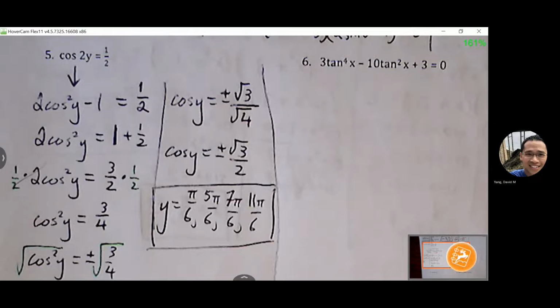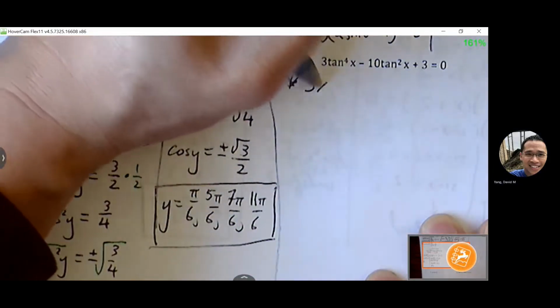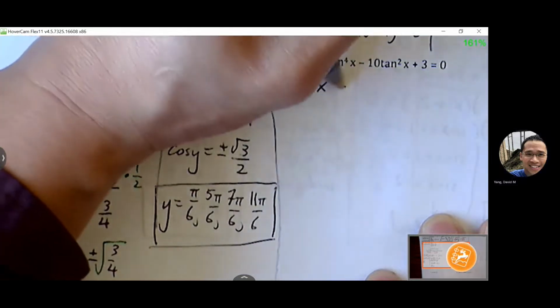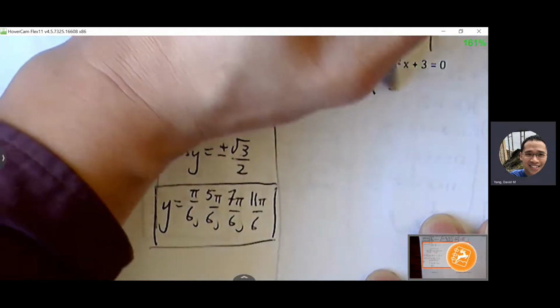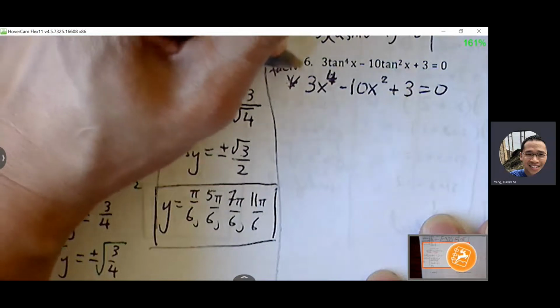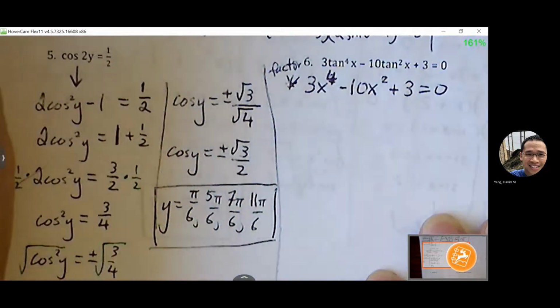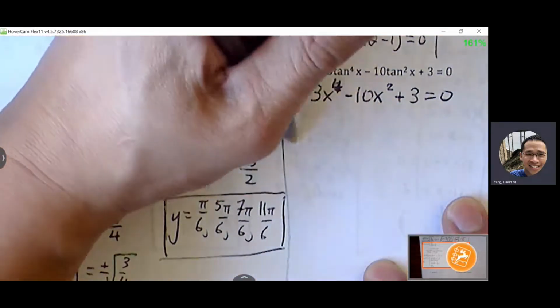Questions? Okay, number 6, just a factoring problem. Maybe you want to factor in terms of x and then bring back the tangent. Star method.